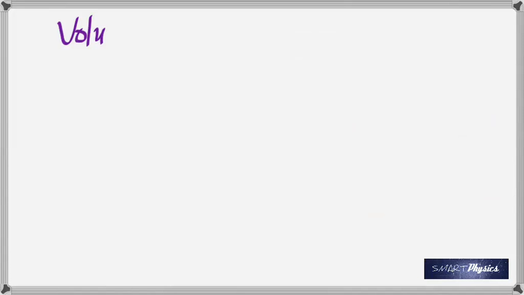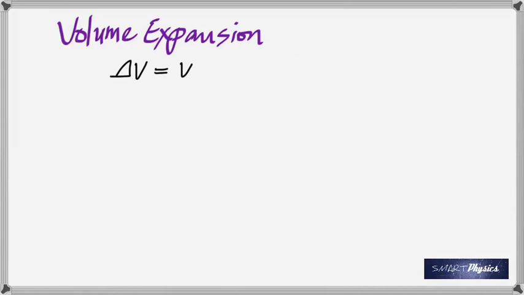But when we talk about linear expansivity, we're only talking about solids. Only solids have a length, right? So what about if we want to talk about the expansion of fluids, liquids and gases? Then we'll have to talk about volume expansion, and the formula is the same. Change in volume is equal to original volume times beta times change in temperature. Beta is called the coefficient of volume expansion.